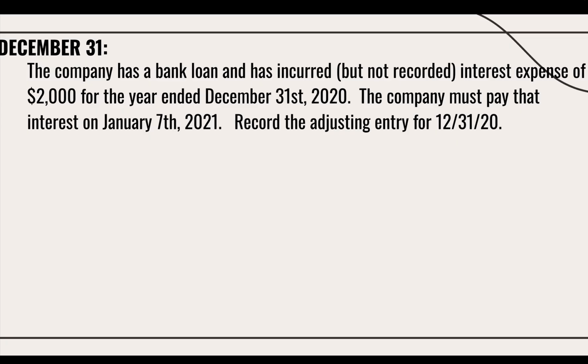was incurred. All right, the company has a bank loan and has incurred but not recorded interest expense of $2,000 for the year ended December 31st, 2020. The company must pay that interest on January 7th, 2021. Record the adjusting entry for 12/31/20. Pause.